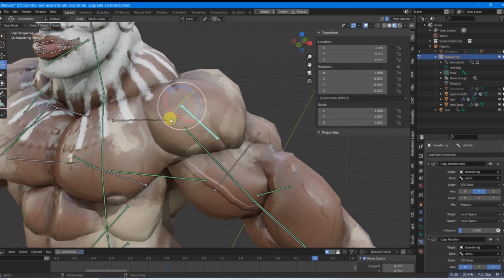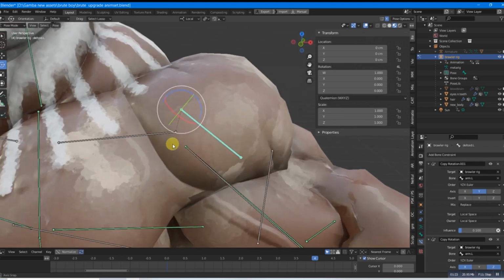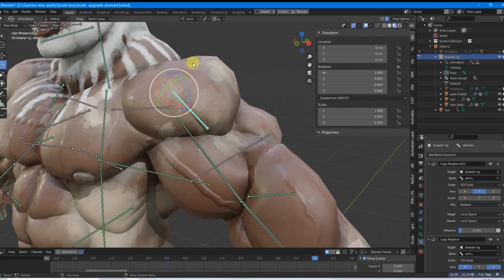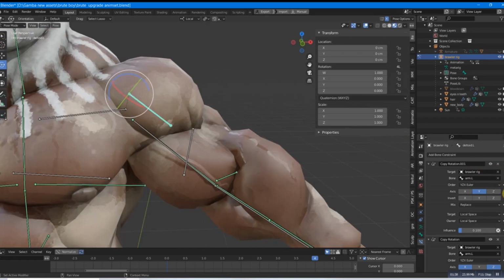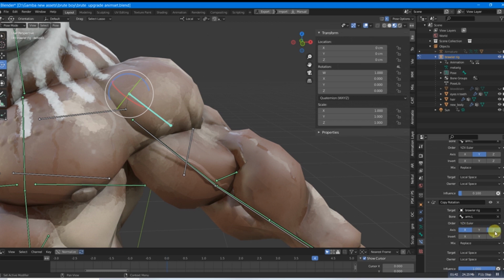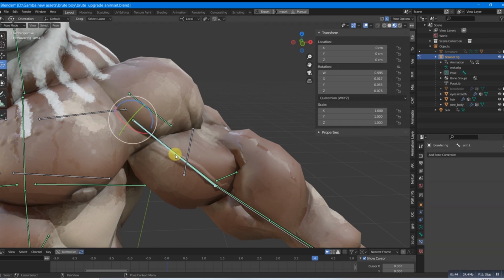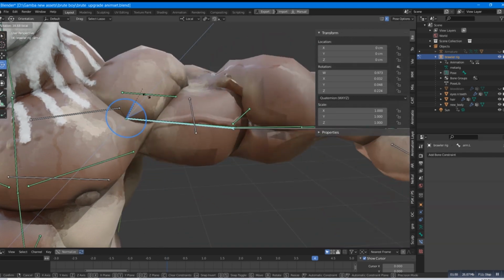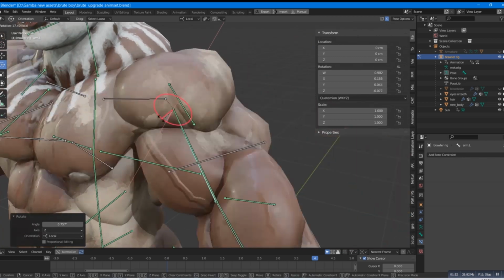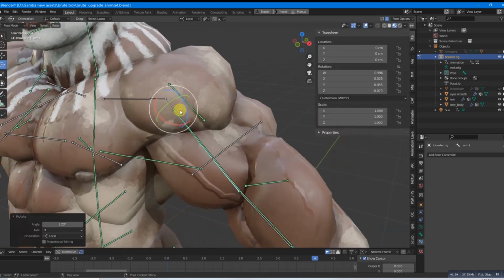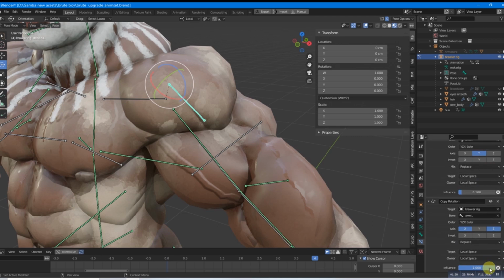So let's start with the deltoid. This deltoid bone is mainly controlling the shoulder muscle. There are two rotation constraints. One of them takes the X and Z axis of arm L, which is up and down, and the X, which is back and forth. And it takes it at a value of 1, which means it takes the whole thing.